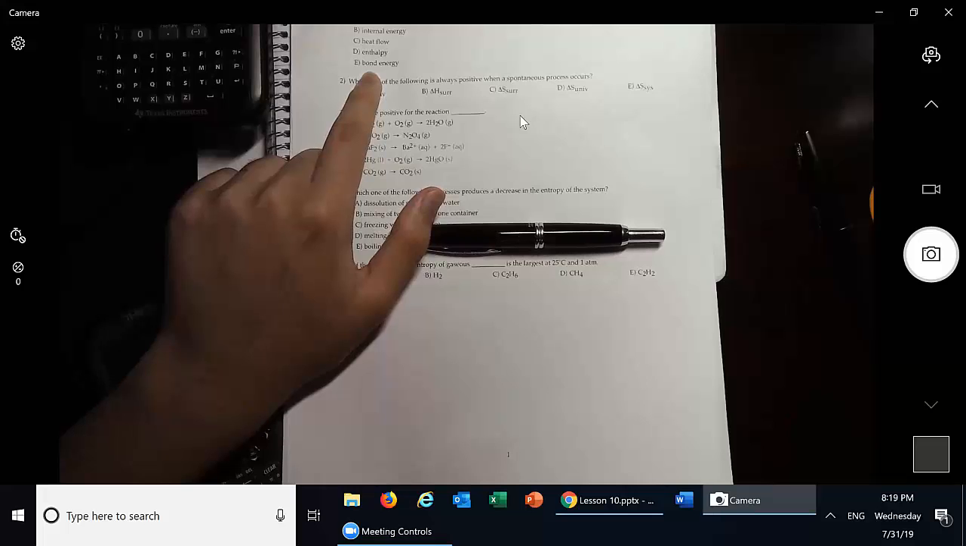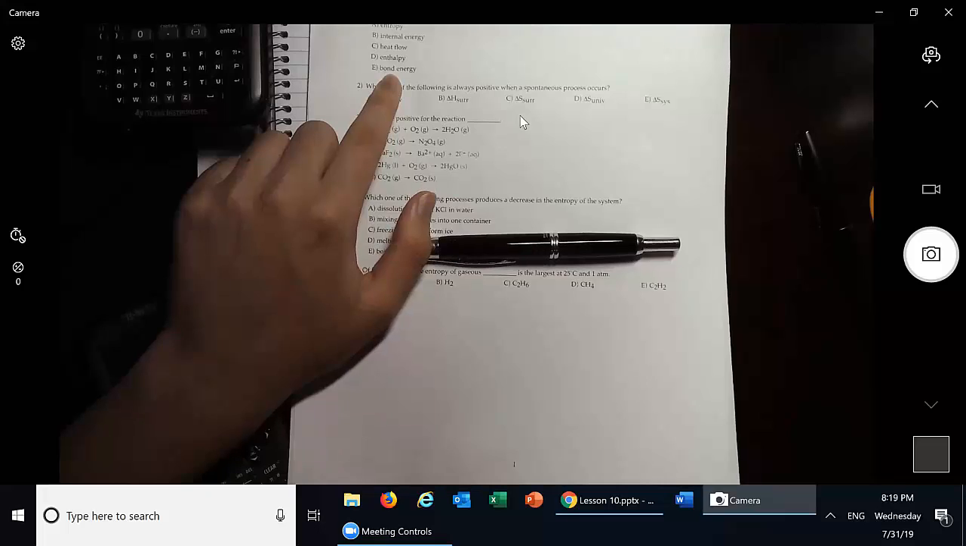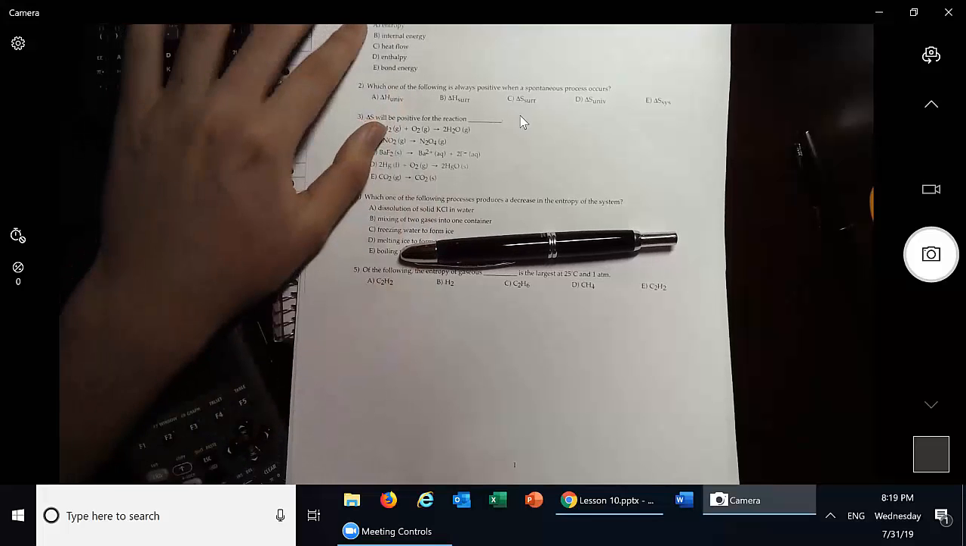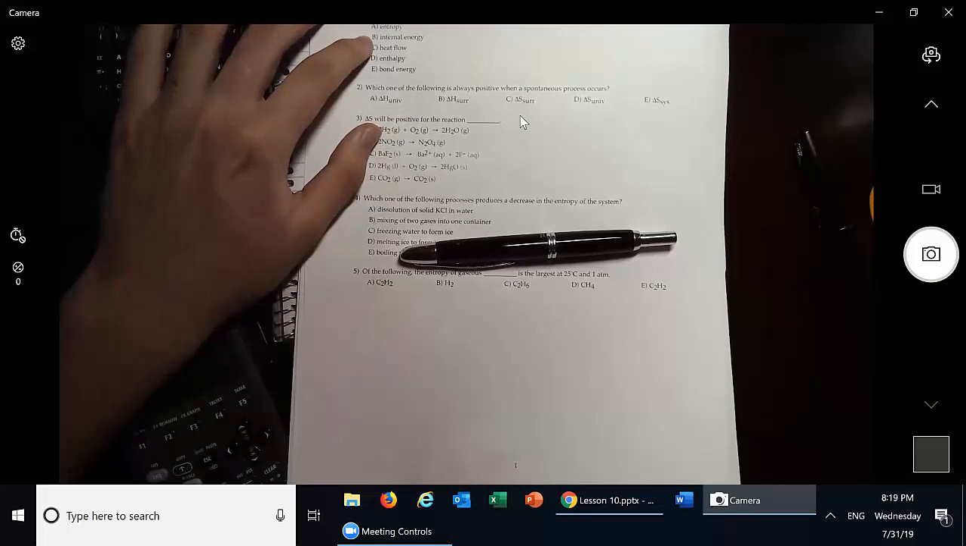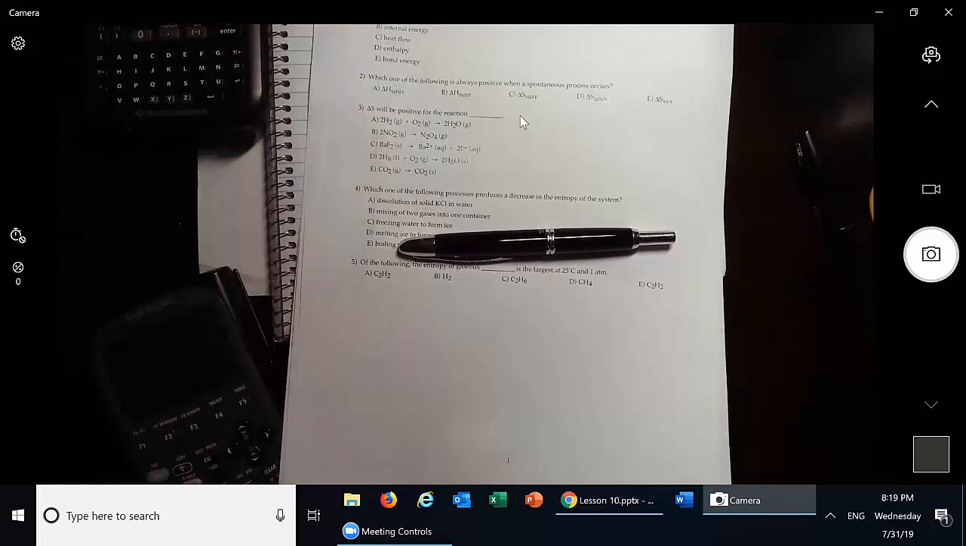Okay. Can someone tell me what expresses disorder in the system? Look back at your notes. Entropy, right. So entropy expresses disorder. Internal energy is self-explanatory, and heat flow is not really directly related to disorder. Same with enthalpy and bond energy.